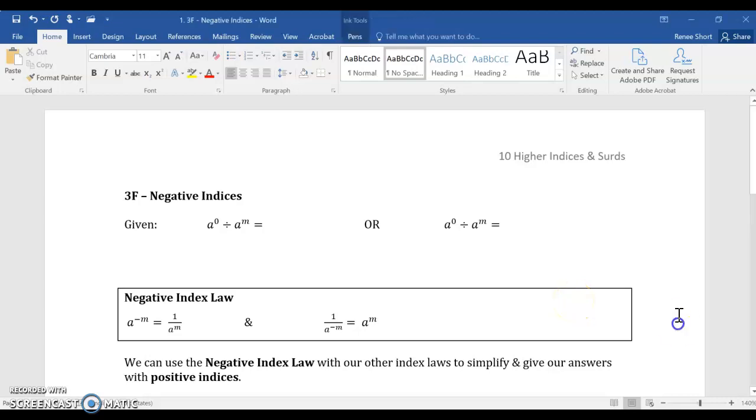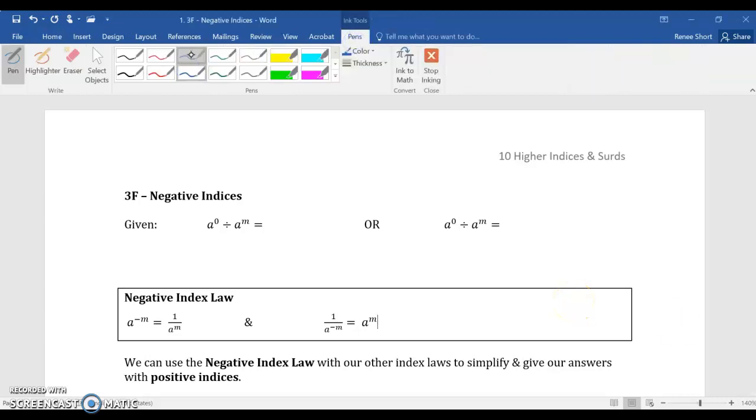Hi everyone, this video is going to look at 3F on negative indices, which I know is new to you. On the screen at the moment we can see in this box our negative index law, which we're going to use in the exercise today, and it tells us that the law is a to the power of negative m is equal to 1 over a to the power of m.